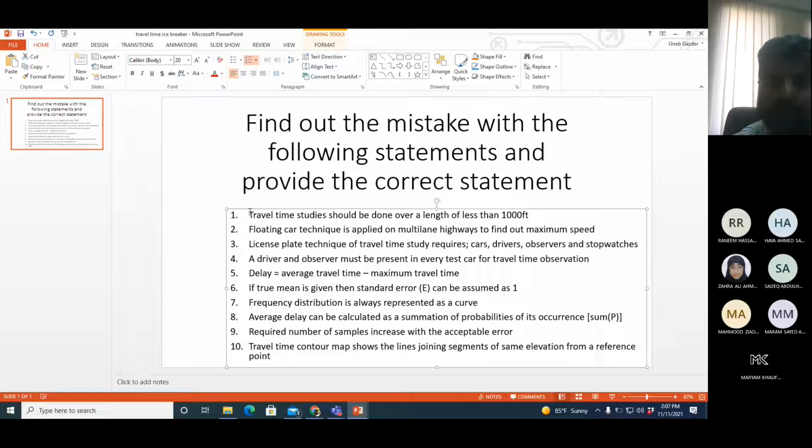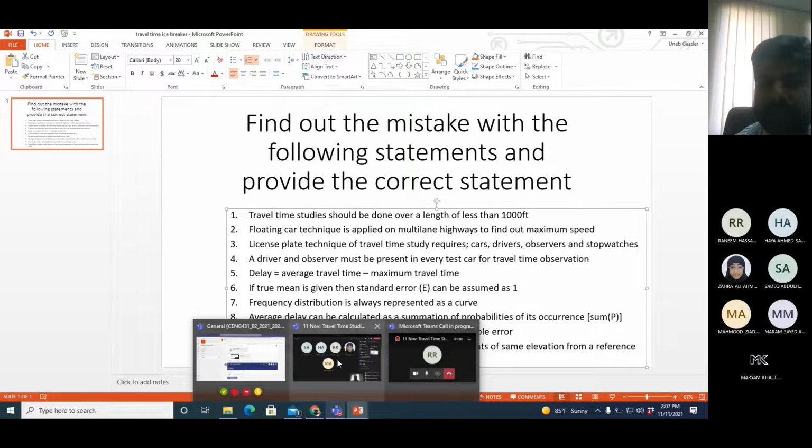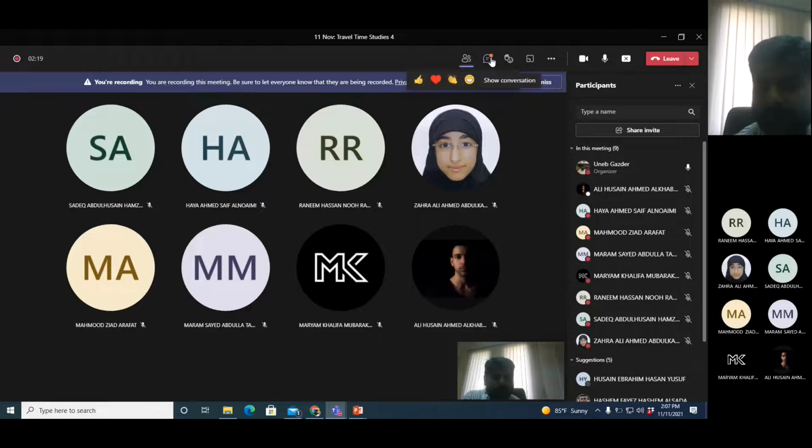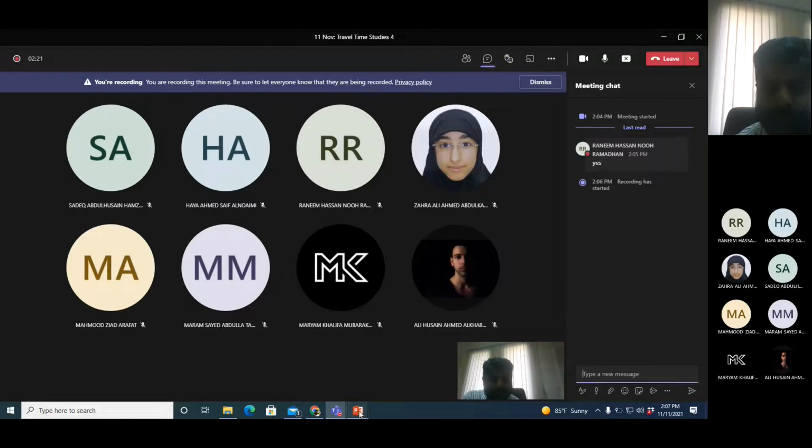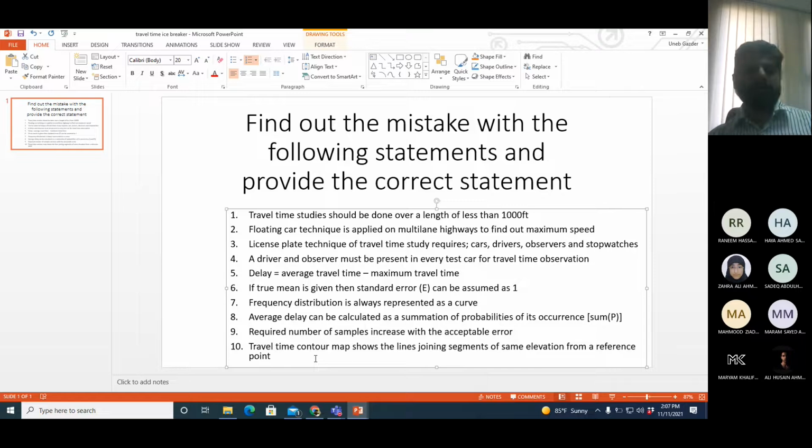So, for example, the first statement: travel time studies should be done over a length of less than 1000 feet. What's the problem with this statement and what's the correct form of this statement? The statement is not correct, but you have to identify the mistake and rewrite it.